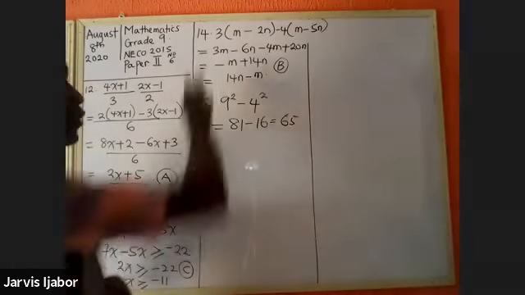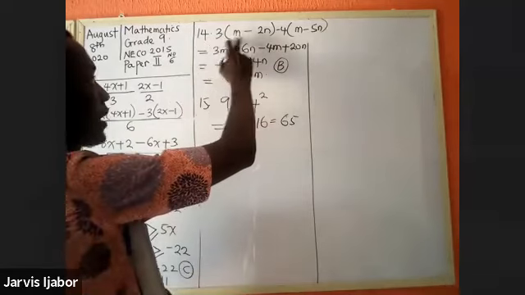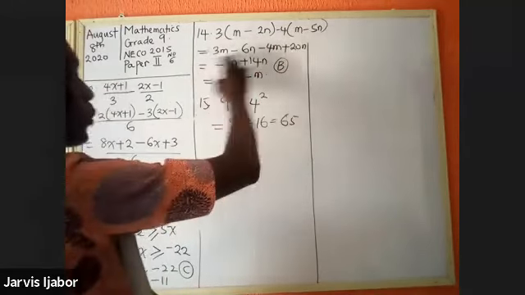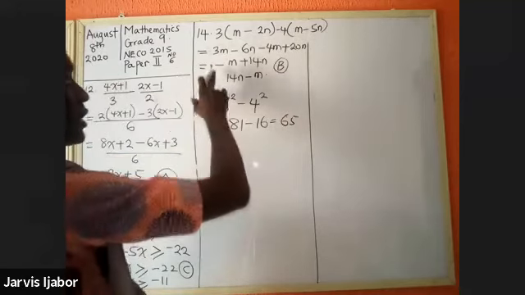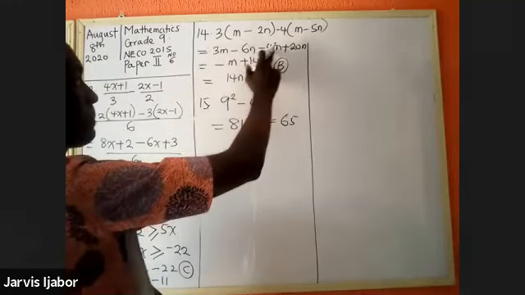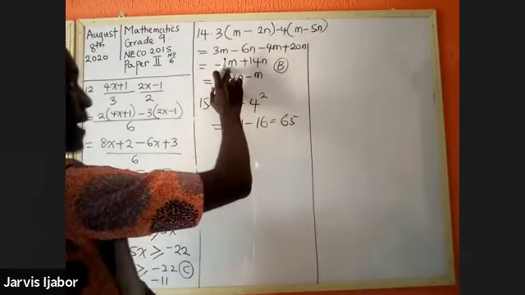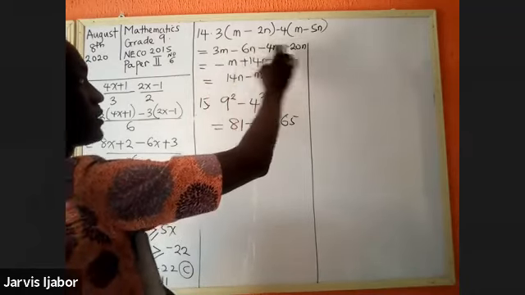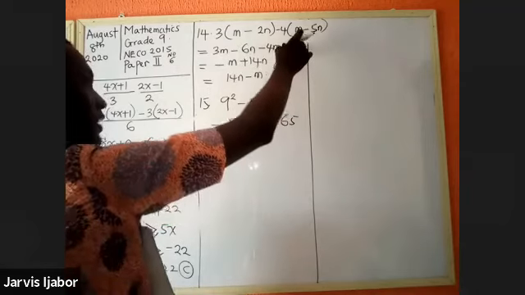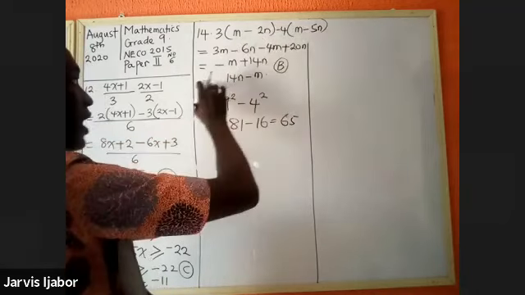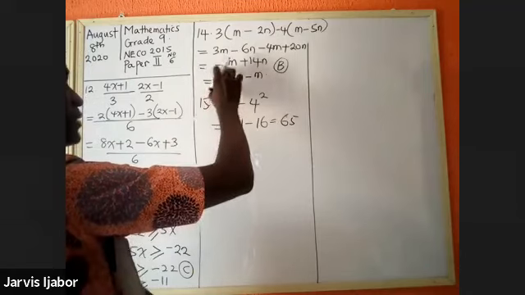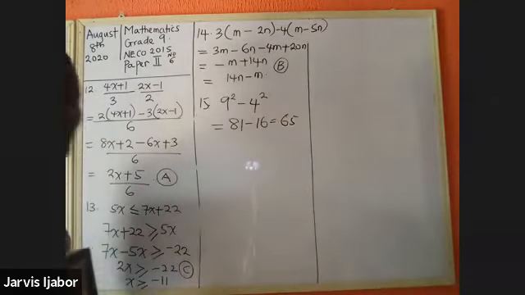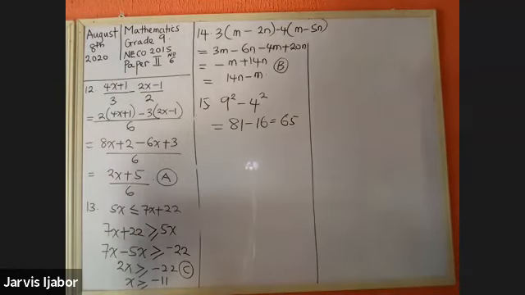All right, so this is question 14. 3 into n minus 2n minus 4 into n minus n. You open up the brackets, and you have 3n minus 4n. That will give you minus n. You have minus 6n plus 20n, which will be 20 minus 6. And then that will give you minus n plus 14n. That will also be 14n minus n. It depends on what option is available in the question.